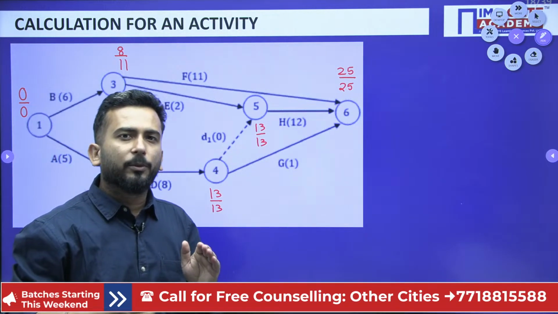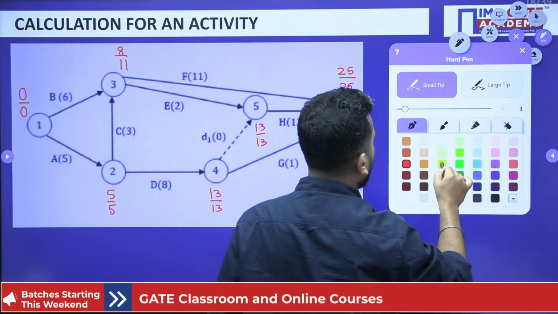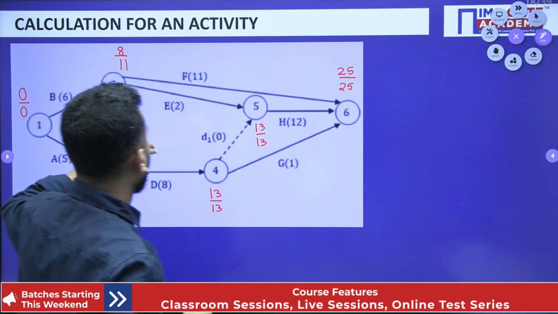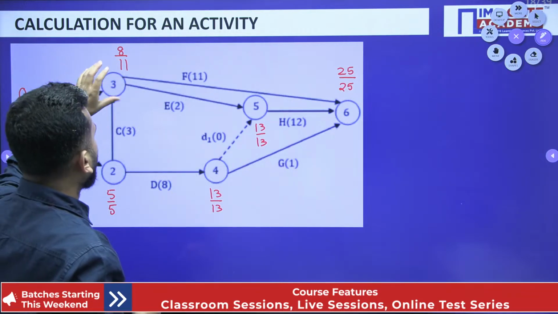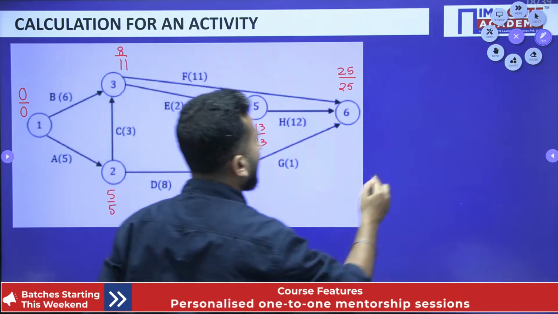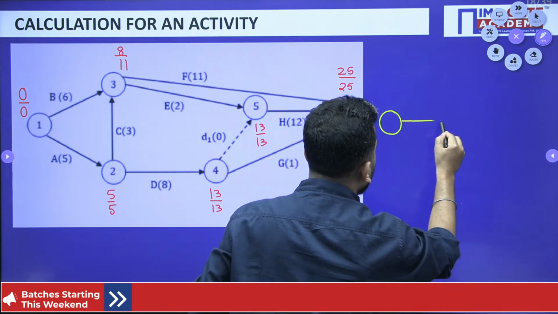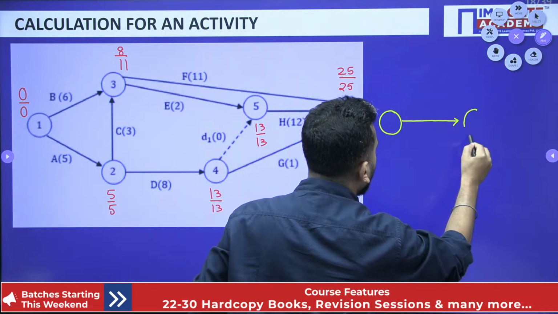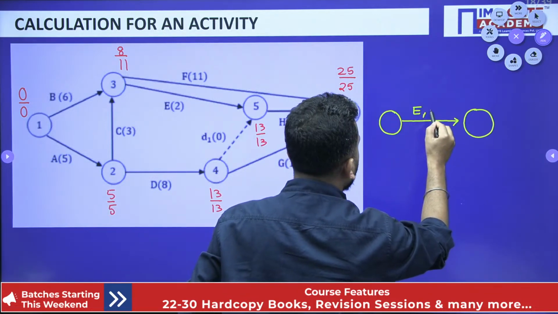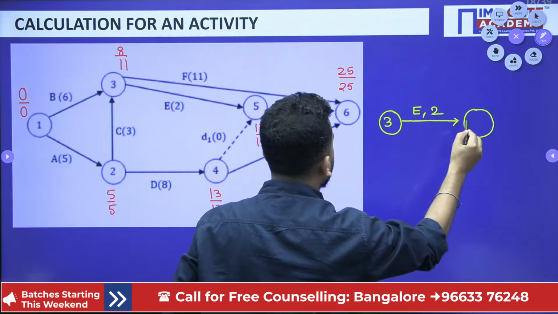Now, my dear friends, we have to analyze the activity. So let us try to analyze an activity. Look, if I have to analyze an activity, I have to pick up some activity. Let's say I am picking up activity E. E is taking 2 days. This is event 3, and this is event 5.